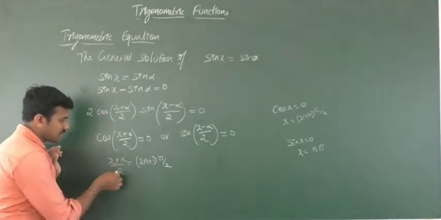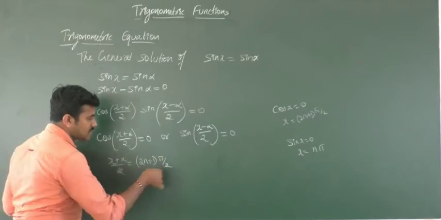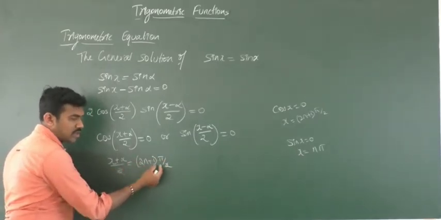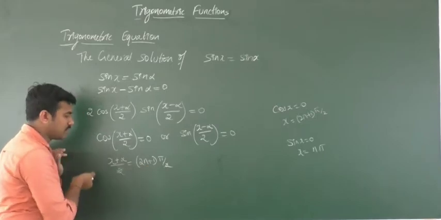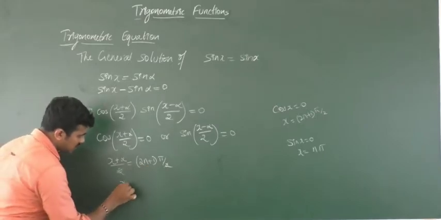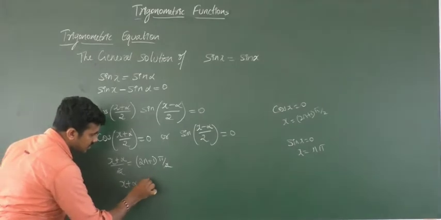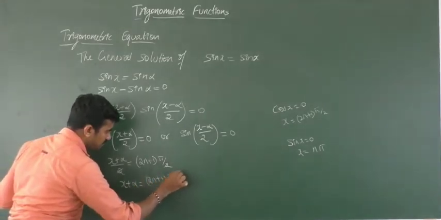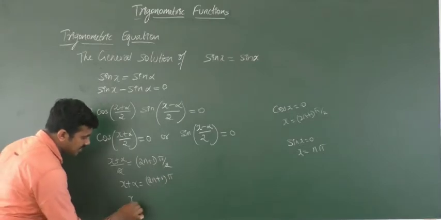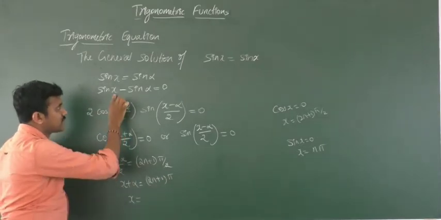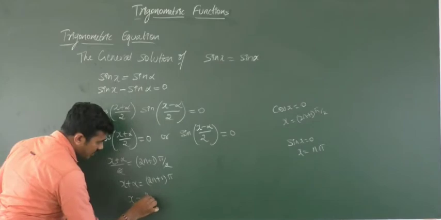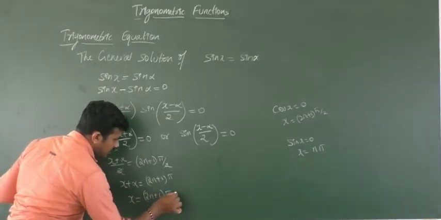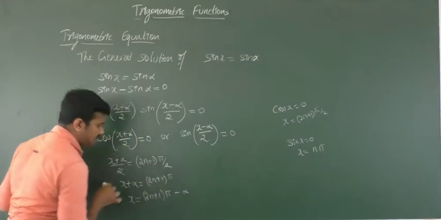Now simplify this. Here the 2 and this 2 get cancelled, because this is multiplied with pi by 2, so 2 is the common denominator. Here also 2 is the common denominator. So we got here x plus alpha is equal to (2n plus 1) into pi. Or we can say here the x value is what? (2n plus 1) into pi minus alpha.